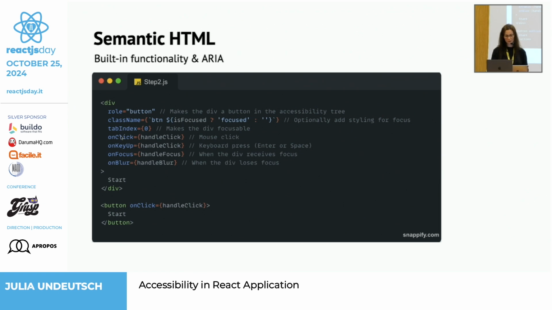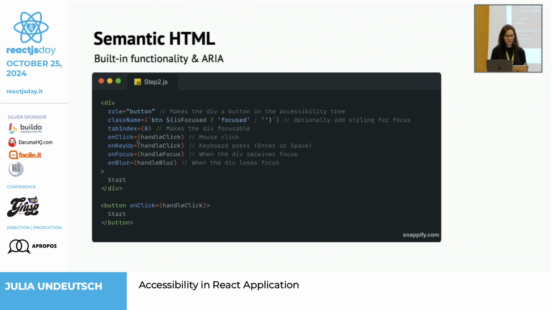You have to create a mouse click event. You have to create a keyboard event, because you can interact with a button using the Enter or the Space key. Then you have the on focus, so it receives focus also visually, and the on blur so that the focus is lost. And when you use the button element, you need none of these.